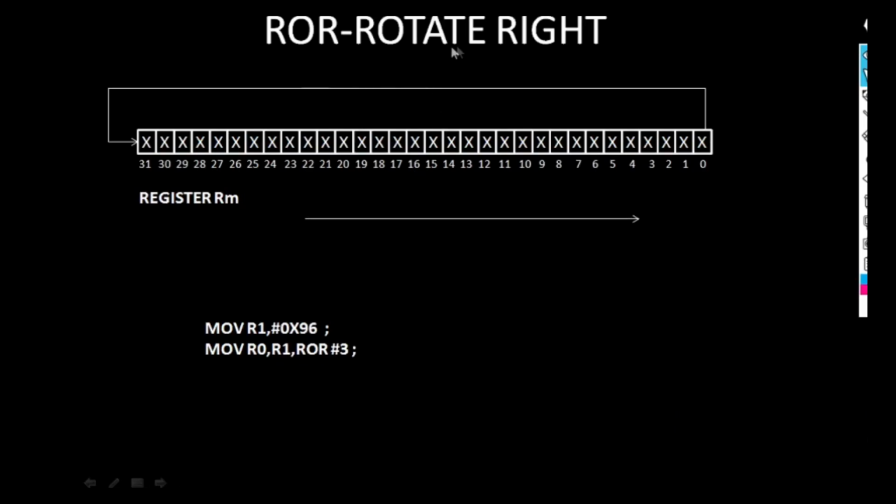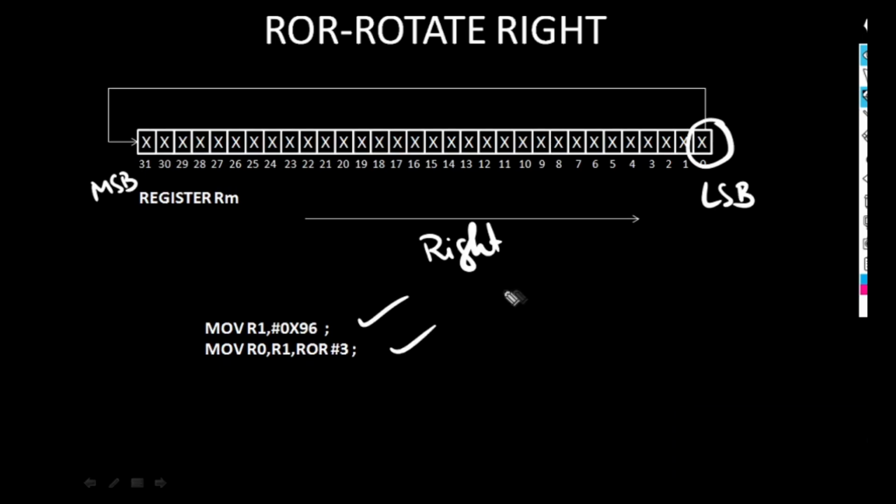Next we have rotate right. What happens in rotate right is that the last bit, the LSB content, is wrapped around and placed in the MSB position, and all the content from the 31st bit to the first bit is rotated in the right direction, that is, this way. Let's see how exactly it happens with an example.